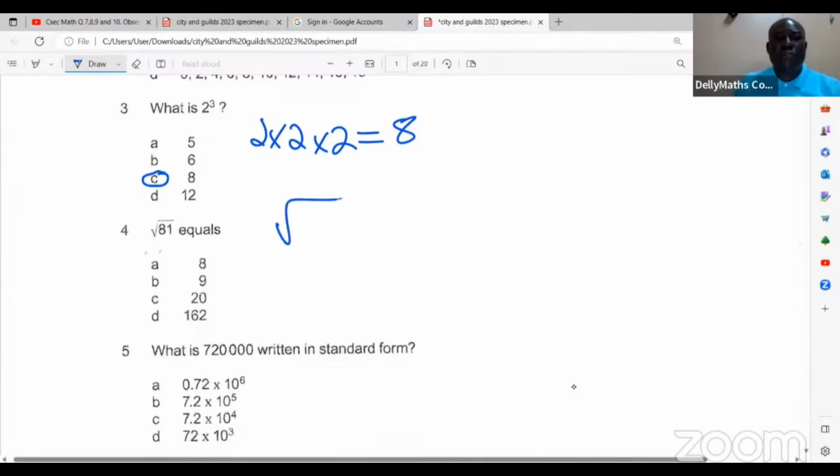The square root of 81, one has to know their timetable. It's 9 times 9. That gives 81. So the root of 81 will give us a 9.